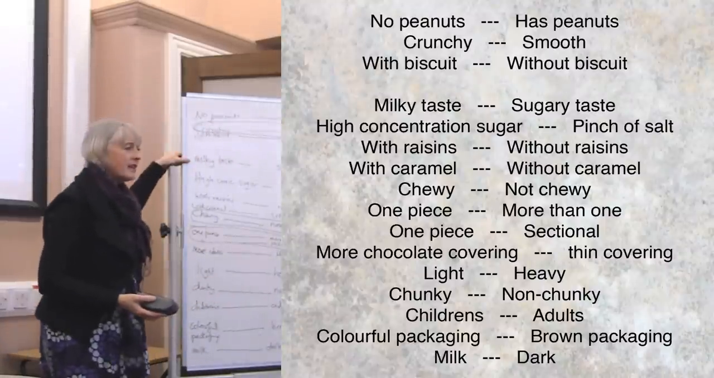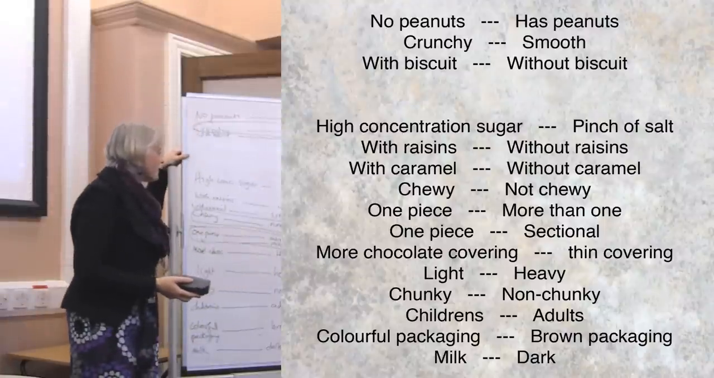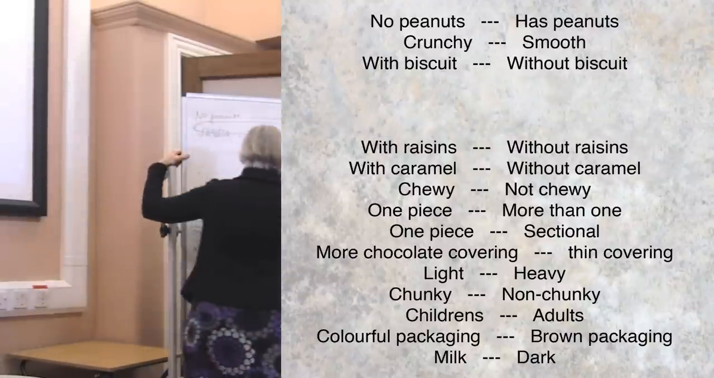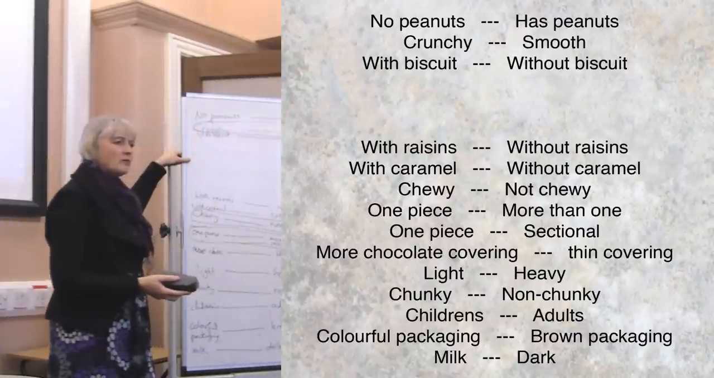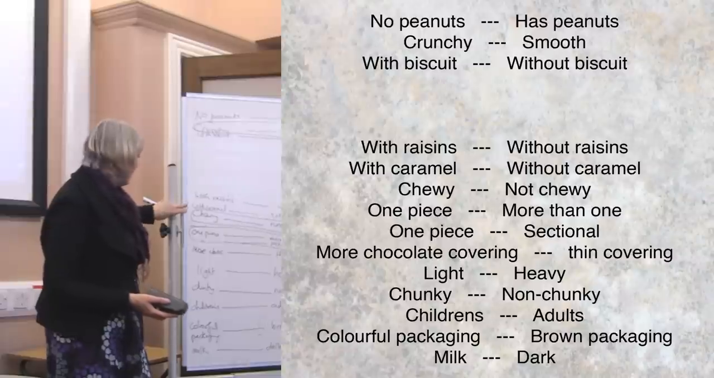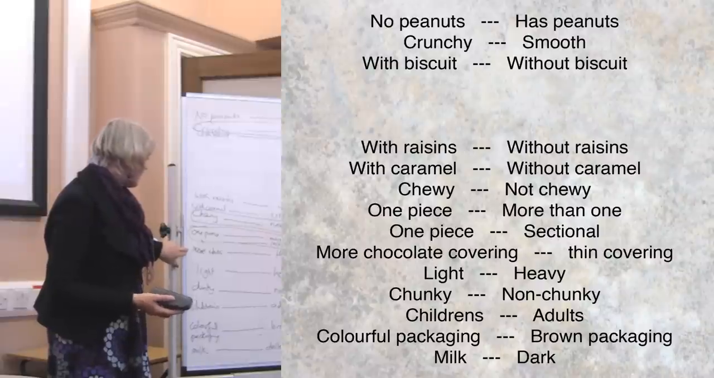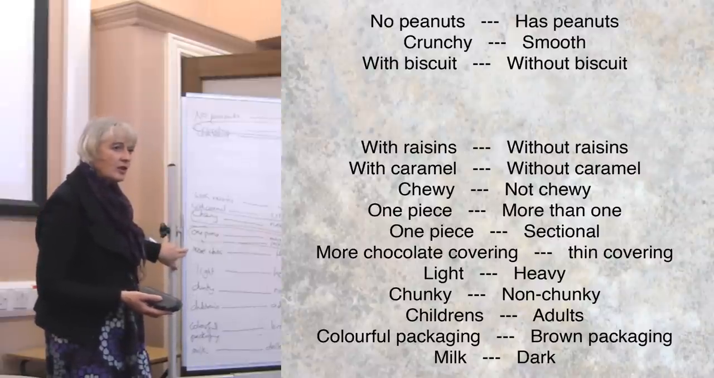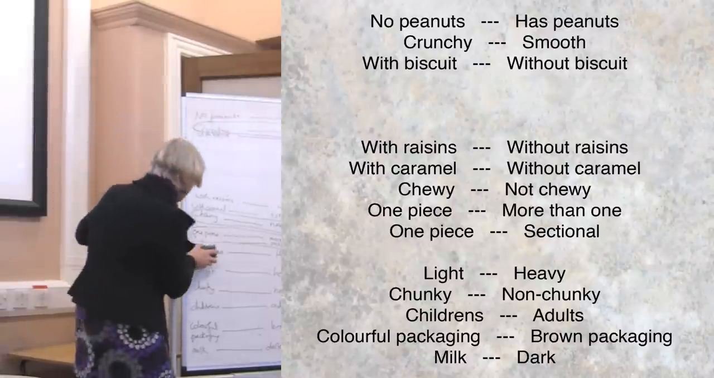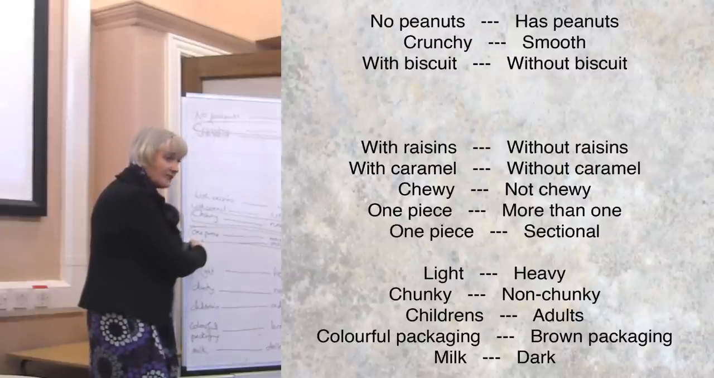Milky taste versus sugary taste. Several people don't make sense of that. High concentration of sugar versus a pinch of salt. That's obviously a very idiosyncratic one. With raisins, without raisins. Okay. With caramel, without caramel. Chewy versus non-chewy. One piece versus more than one piece or sectioned. More chocolate, a thick covering of chocolate versus a thin covering of chocolate. You can't understand that. So, right, okay, I'm not surprised at that, but we'll check it out. I'm not saying whether it's one that's important to you, but it's one that you can't understand.